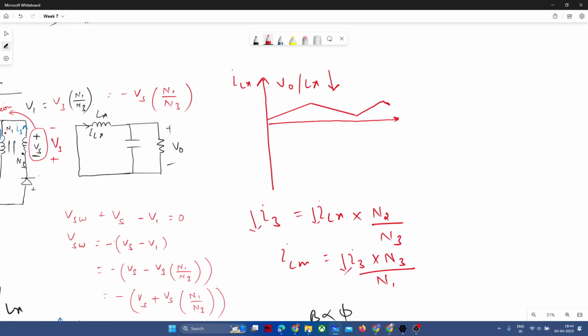Sir, this relation will not hold in off state, right? This I3 equal to ILX into N2 by N3, when the switch is off on the primary side. Then this relation will not hold because ILX will not flow through the transformer at that time. ILX when the switch is off won't be reflected into the primary, because at that time the ILX will not flow through the secondary winding. It will flow through the diode.